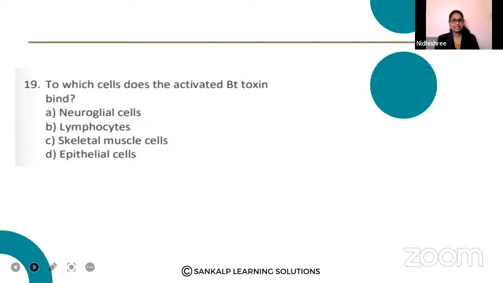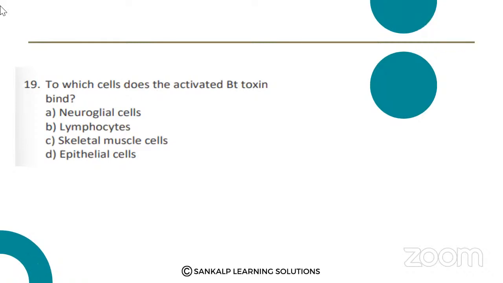To which cells does the activated Bt toxin bind? Option A, neuroglial cells. Option B, lymphocytes. Option C, skeletal muscle cells. Option D, epithelial cells.